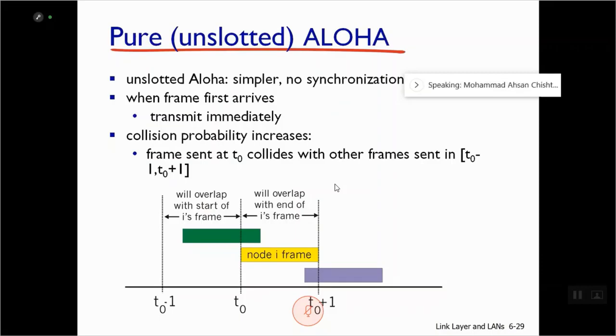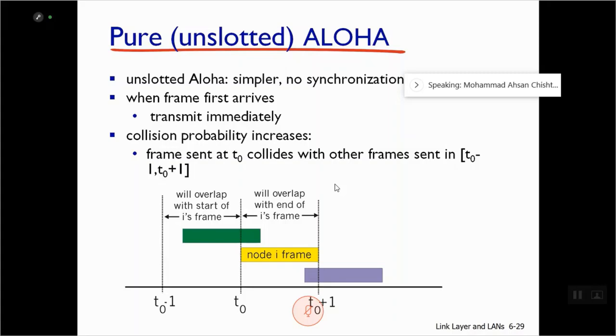Pure Aloha is also known as unslotted Aloha. What does it say? Unslotted Aloha says that when a frame arrives at the data link layer, obviously from the network layer, the node would simply push this frame onto the link. That is, immediately transmit the entire frame onto the broadcast channel. There are two things that can happen. Either it can experience a collision or it can have a successful transmission.